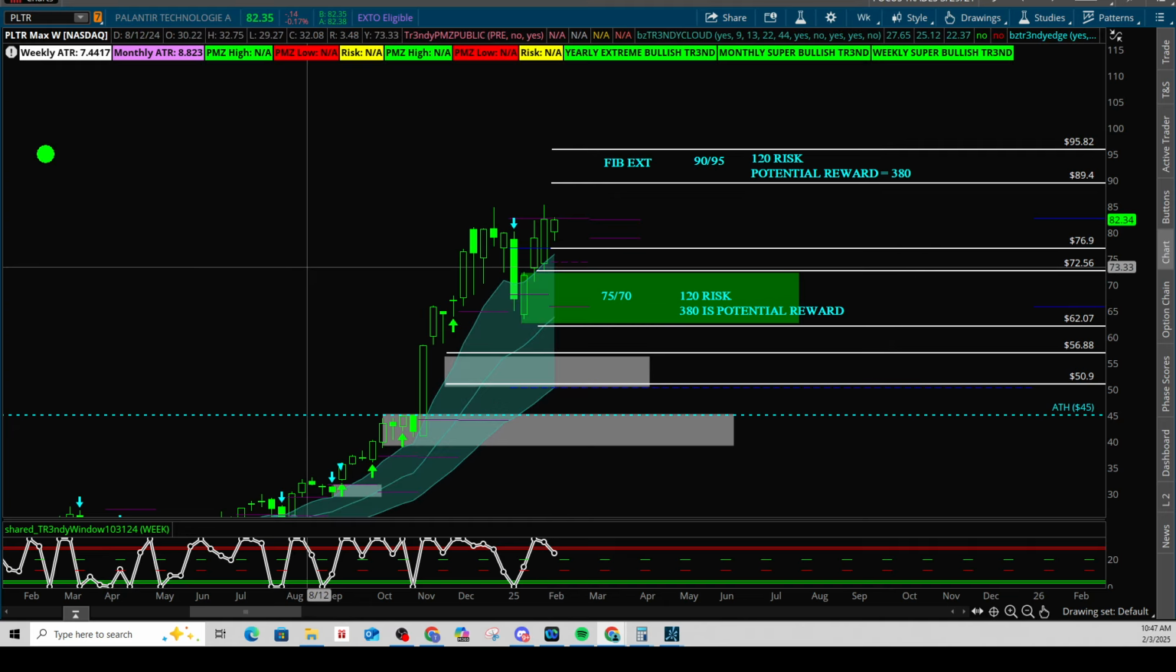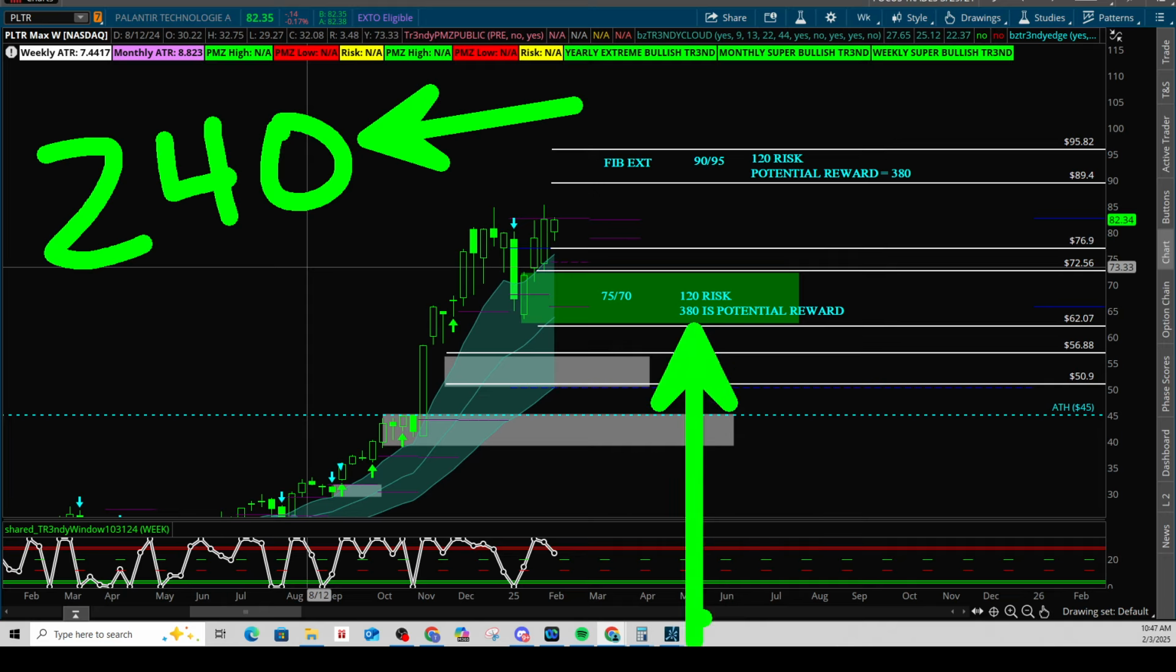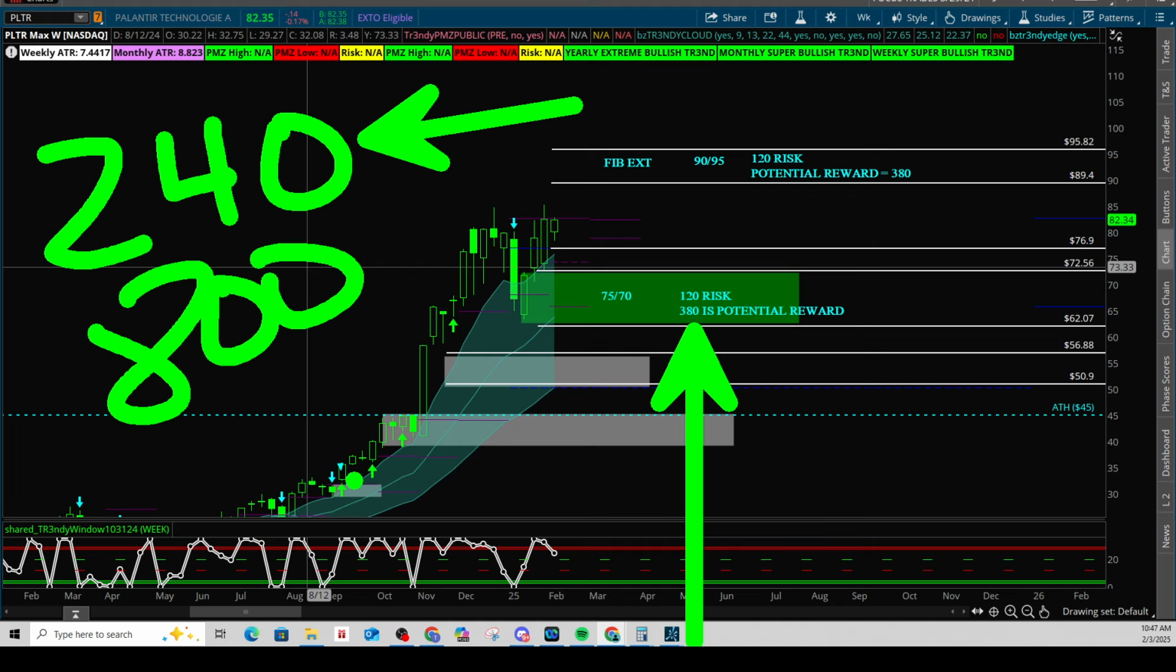$240. So your question is, is it worth it for you for $240 to make 380? That's got to be something that you have to answer for yourself. I'm showing you the process. Not all of them look like this. Sometimes you may get a reward that's like $800 and the risk is only 200 and something.